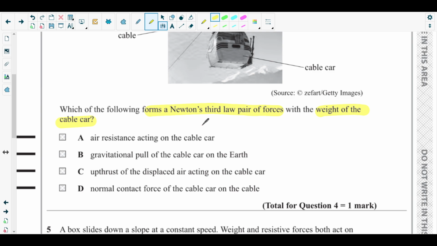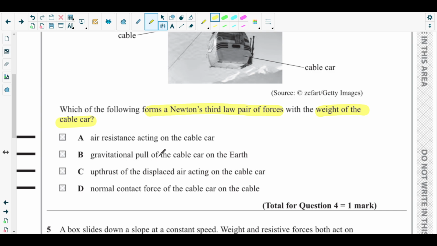Another condition for Newton's third law pair force is what? The two forces should be the cause for each other. One acts, then the other one acts. If the one acts, then the other one will react. This is the cause for each other. So air resistance is not due to the weight. Definitely not. So A is not the answer.